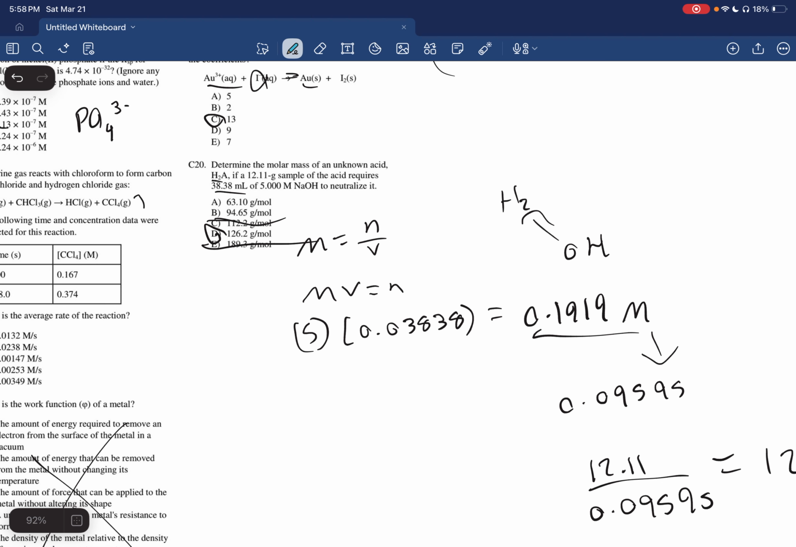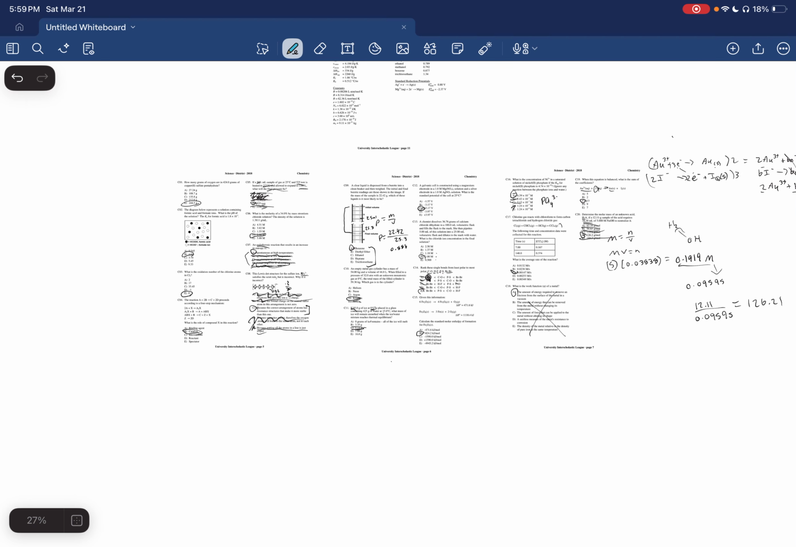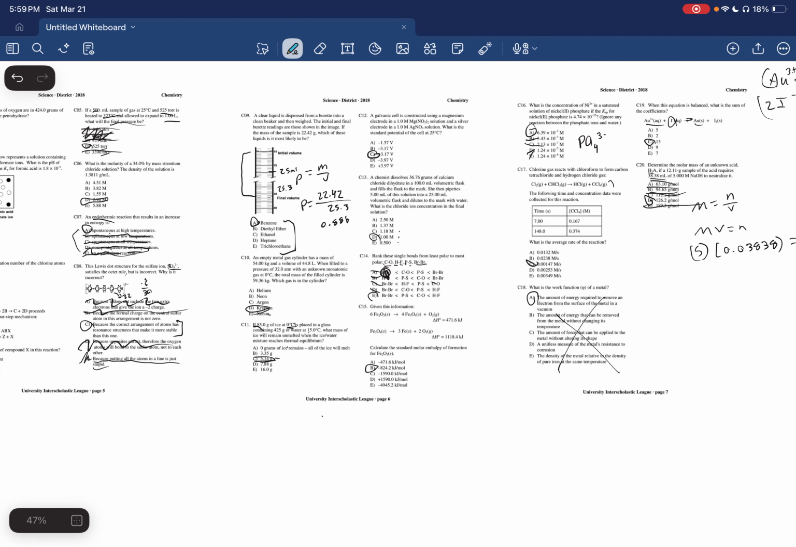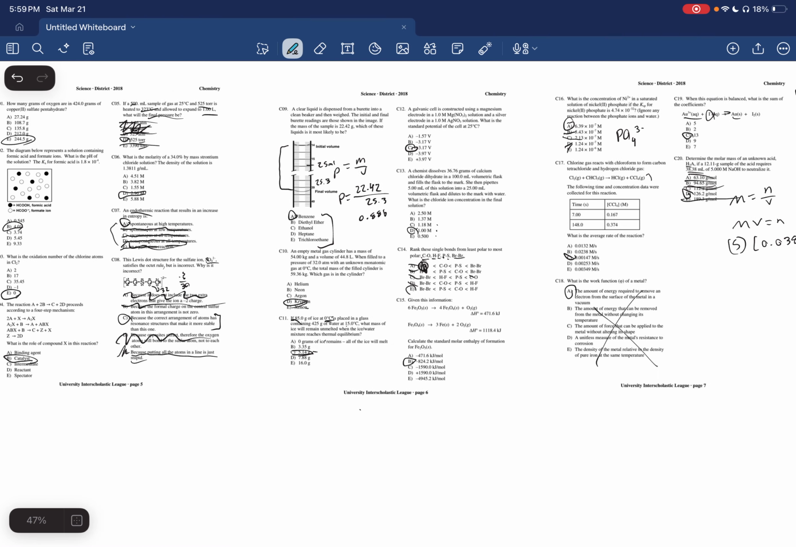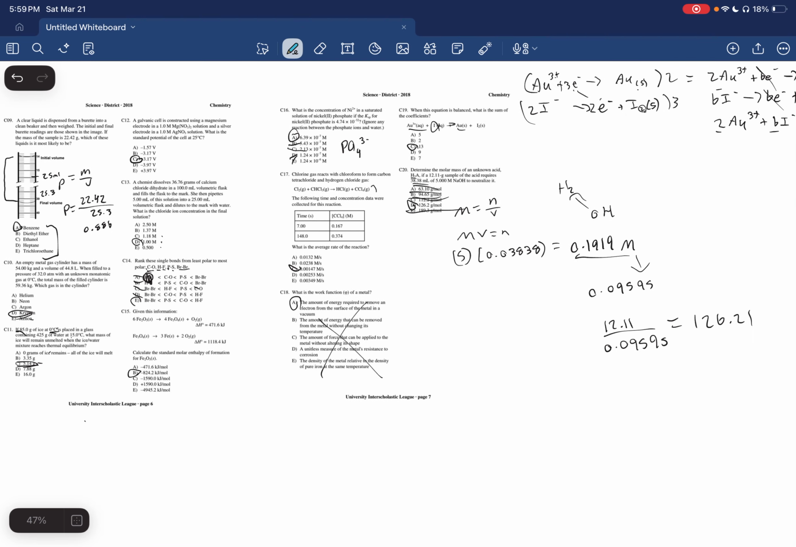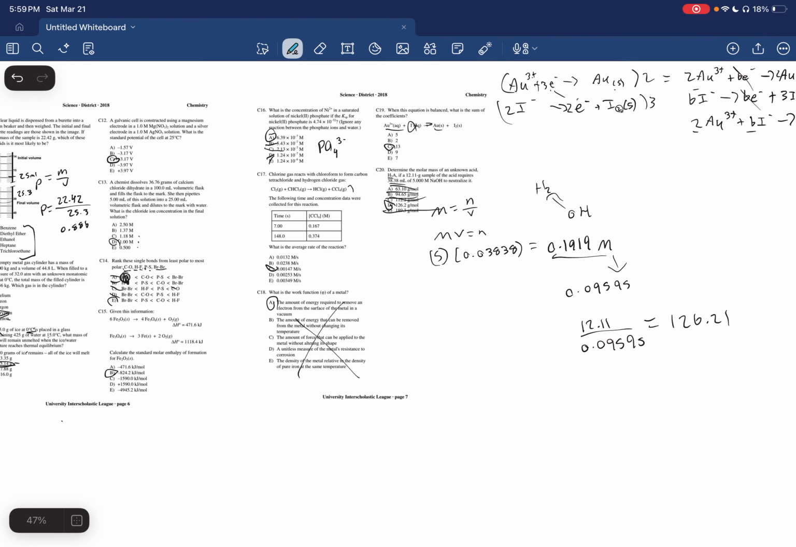And so there we go. That's the end of the test. Again, this one wasn't really too bad. You kind of just got to know a few equations and then a few polyatomic ions, but really it's not too bad. I mean, yeah, thanks.